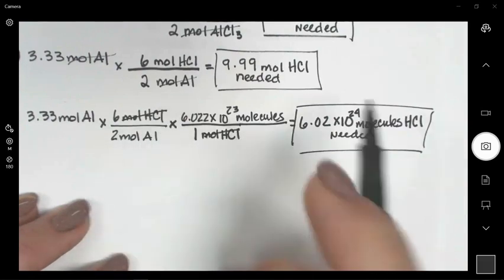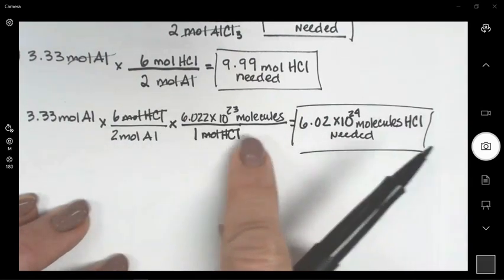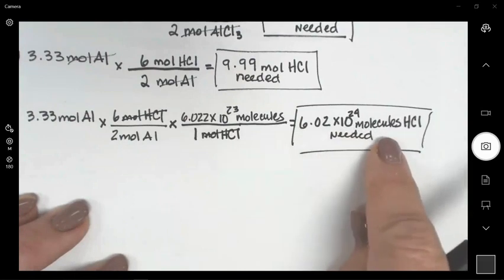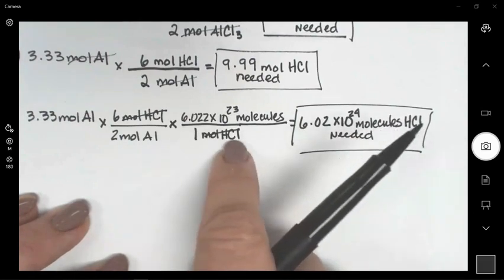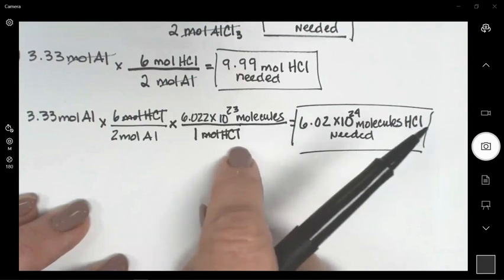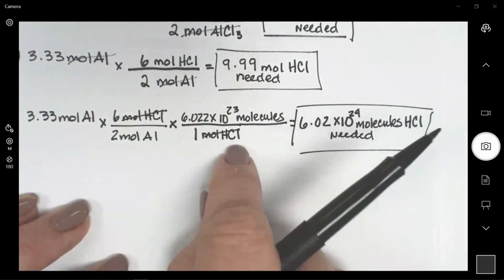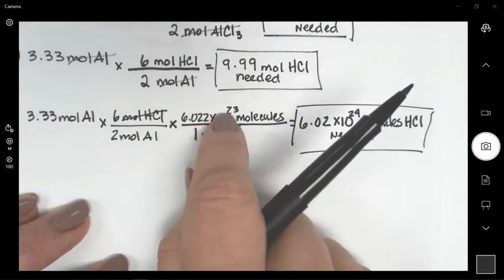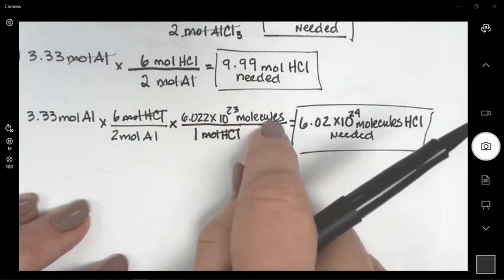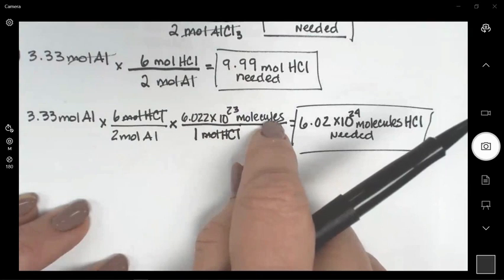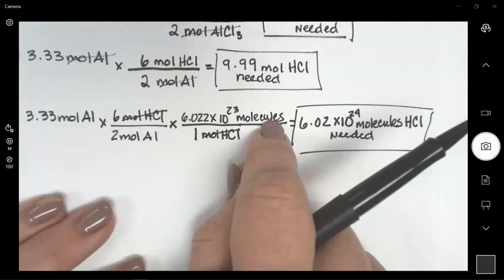Moles of HCl cancel out. We're talking molecules of HCl. 1 mole of 1 dozen cars is 12 cars. 1 mole of HCl is 6.022 times 10 to the 23rd molecules of HCl. So I want to write HCl next to molecules. You're more than welcome to.